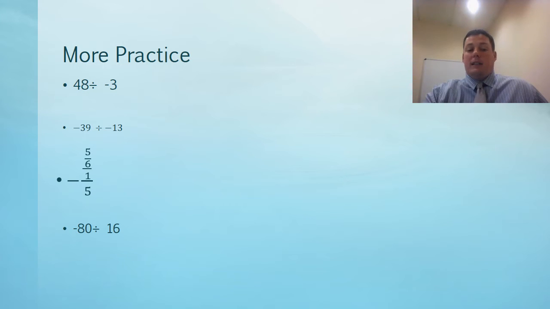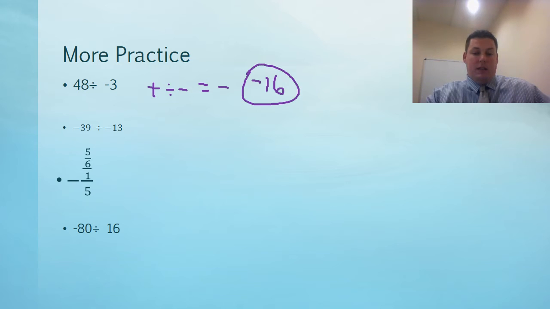Here's some more practice. 48 divided by -3. We have a positive divided by a negative, which gives us a negative. Signs are different. So 48 divided by 3 is 16, so it's -16. Here we have a negative divided by a negative, which is a positive. So 39 divided by 13 is just 3.